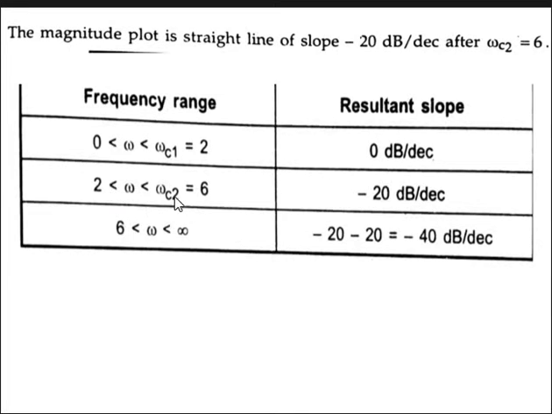So from 2 to 6, this is the first corner frequency, this is the second corner frequency. In between these two, minus 20 dB per decade, the magnitude will be decreasing. After the second corner frequency, minus 20 dB per decade due to the first corner frequency, and minus 20 dB per decade due to the second corner frequency. Combining these two, that is a total of minus 40 dB per decade. So this is the final magnitude plot for 20 by (s plus 2) into (s plus 6).